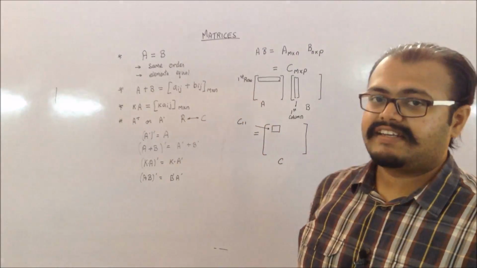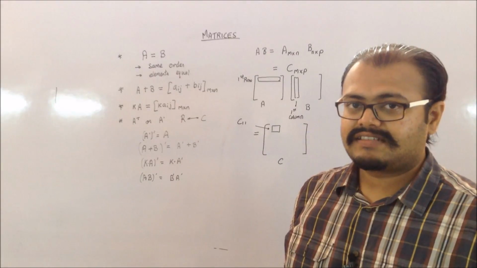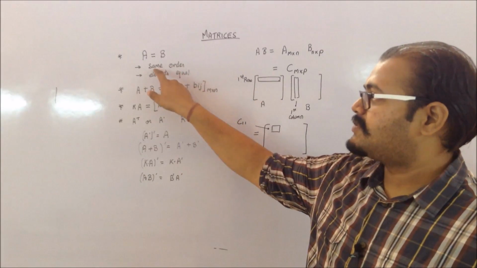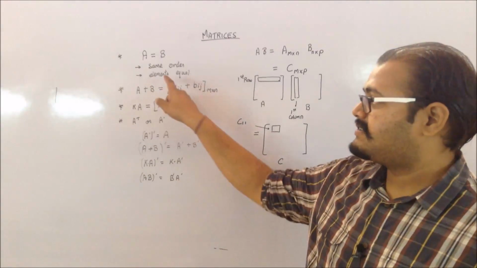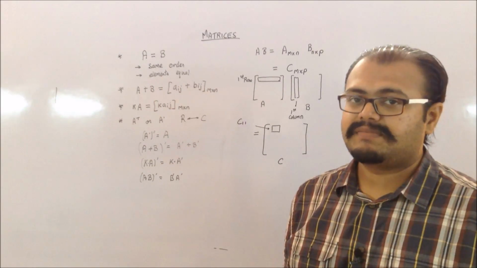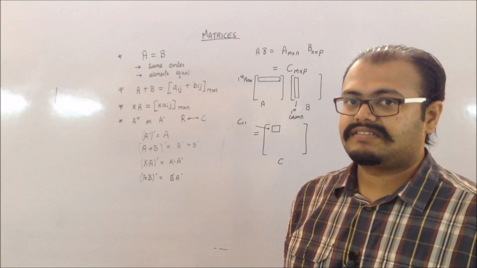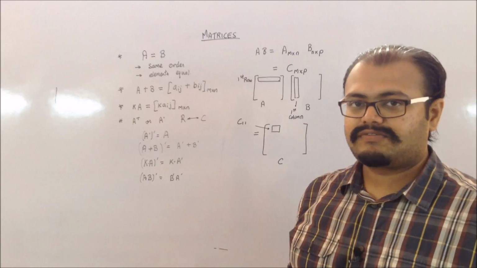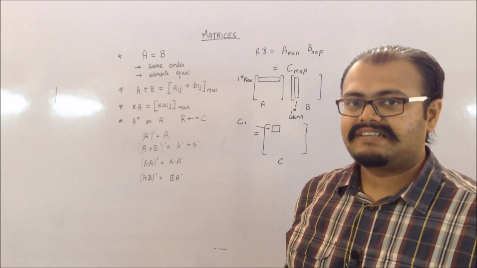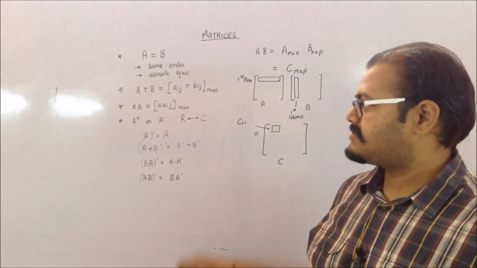First of all, if we are equating two matrices, then you have to take into consideration that they both have the same order and each and every element of the matrices will be equal to each other. Like the first element of A will be equal to the first element of B, the second element will be equal to the second element, and so on.